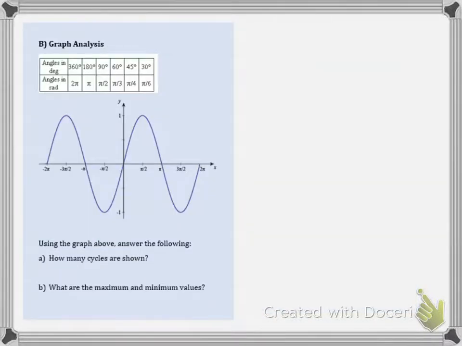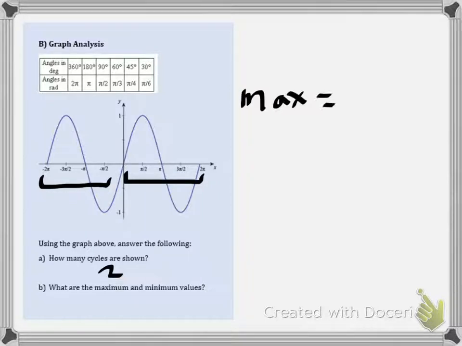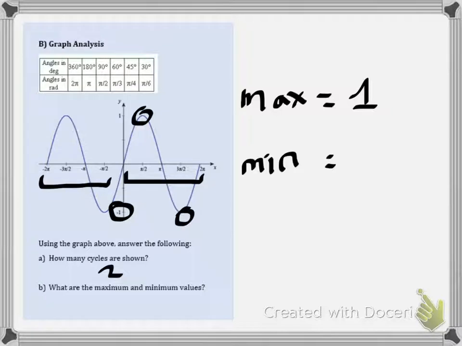Another type of question might be a graph analysis, where they'll give you a graph and ask you questions about the graph. So first of all, how many cycles are shown? Well, you see one right here, and the same occurs on the other side. So therefore, 2 cycles are shown. What are the maximum and minimum values? Well, the maximum right here is 1. So therefore, max equals 1. And the minimum is negative 1 right here. So that is minimum equals negative 1.